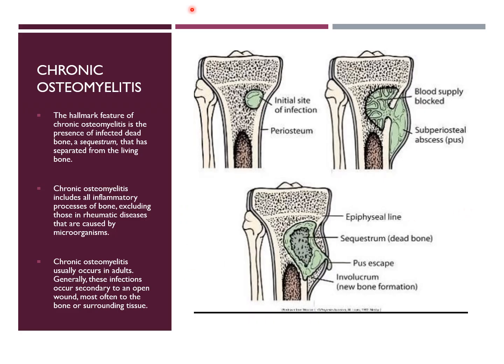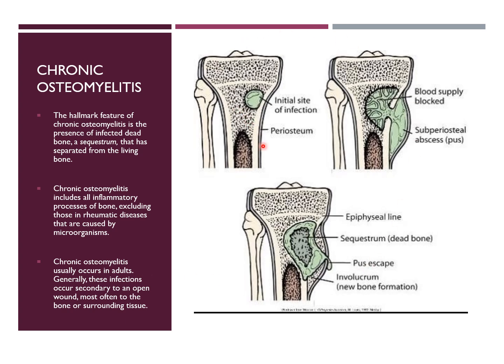We also see chronic osteomyelitis. So those two things we were just talking about were really acute osteomyelitis, but sometimes it happens chronically. So this picture shows some of the hallmarks of chronic osteomyelitis. And the hallmark feature of chronic osteomyelitis is the presence of an infected dead bone area. We call that a sequestrum. That's an area that has been separated from living bone.